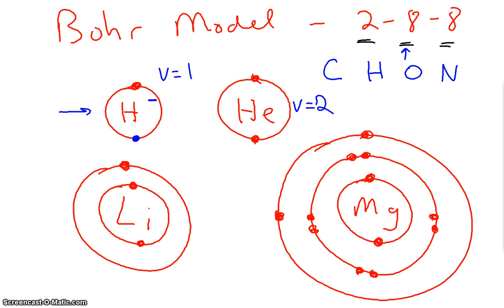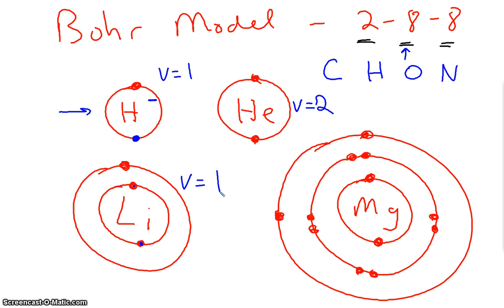Lithium has 3 electrons. And we can see the first 2, here and here, go towards filling up the inner shell. But once that's full, the next electron, in this case the third one, has to go to the second energy level. So even though it has 3 total electrons, it has 1 valence electron. So in that respect, it behaves a lot like hydrogen does, because they both have 1 valence electron.